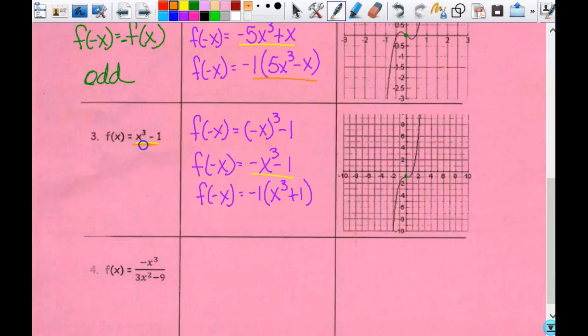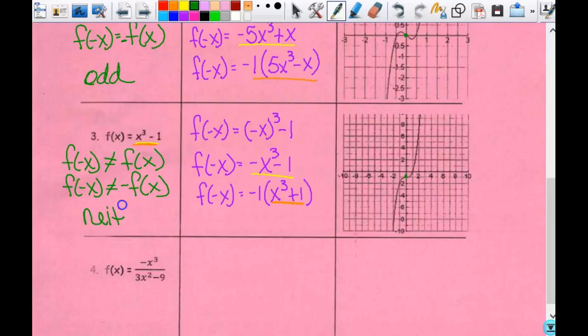So now I look at f of x and what's in the parentheses here. Are they the same? No, right? So f of negative x doesn't equal f of x. It also doesn't equal negative f of x. So is this an even or odd function? No, it is not. So I can say over here that f of negative x does not equal f of x, and f of negative x does not equal negative f of x. That's what makes it neither.